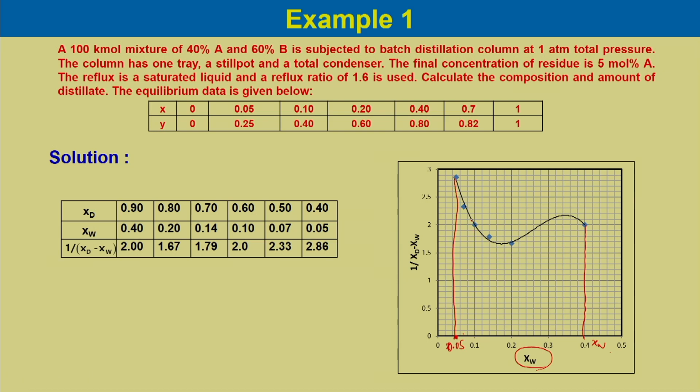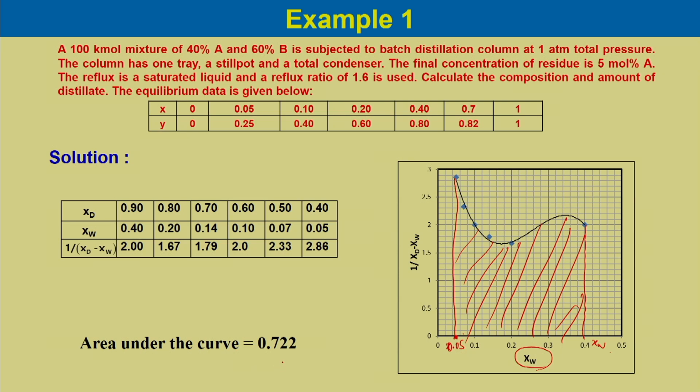So, the area under the curve you can calculate. Use different methods to calculate the area under the curve, either the trapezoidal method or Simpson's 1/3 rule or some other method. So, the area under the curve would be around 0.722 if you calculate. And this is the equation, ln wi by wf is equal to this. So, this is what we have calculated, which is the area under the curve.